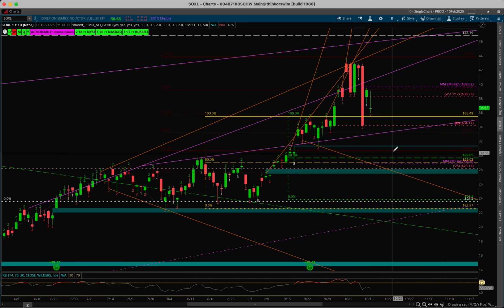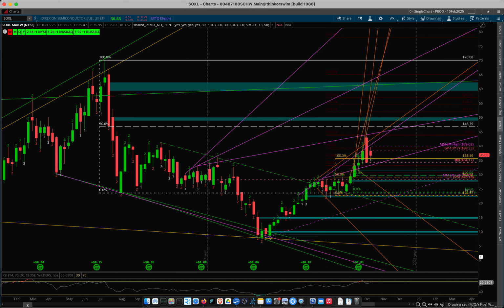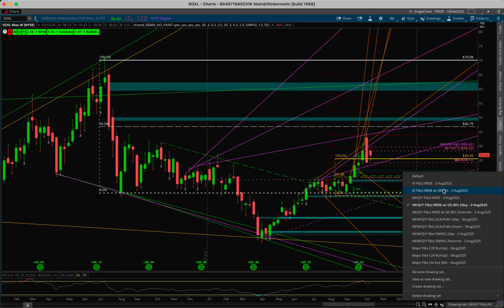There's plenty of levels, plenty of targets to the downside. Once we get into our notes here, we'll see where things are going. I think that's enough on the day perspective. Let's just take a quick zoom out. It won't take too much longer on these, and we'll get into the triggers and targets.